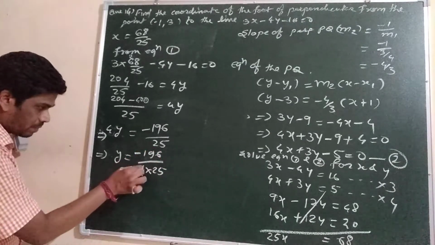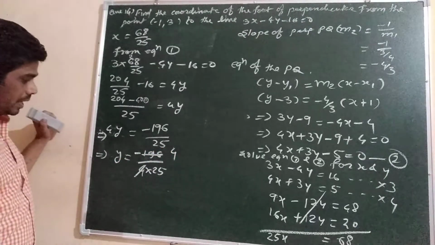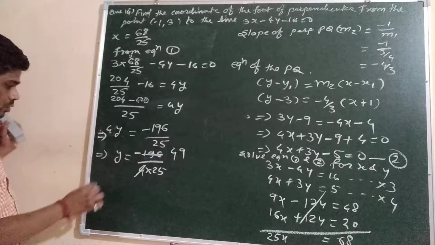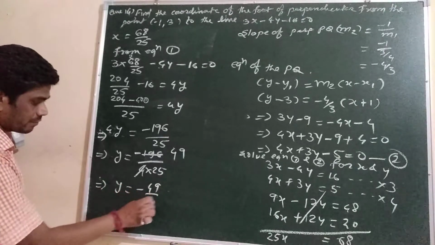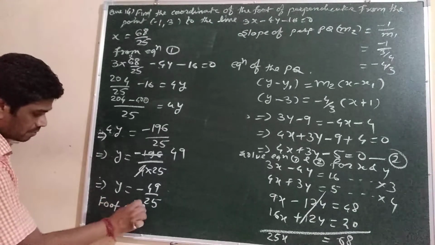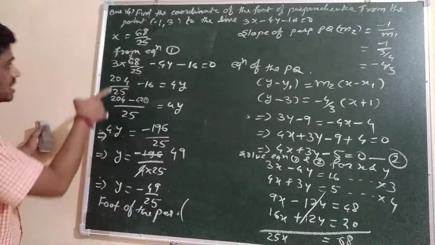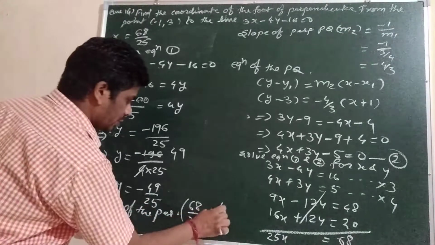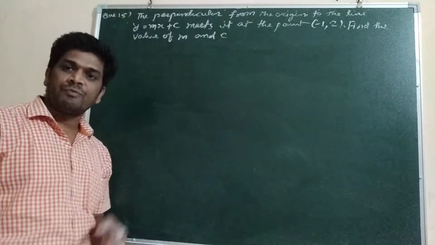So it is divisible by 4. So 4 4 is 16. Remainder will be 3 6 36, 4 9 is 36, which means y will become minus 49 upon 25. So the foot of the perpendicular will be x is 68 upon 25 and y we got minus 49 upon 25. Okay. Let us see 15th question.